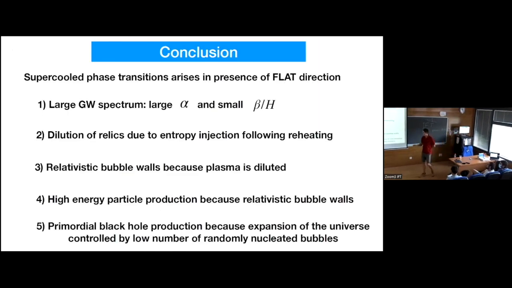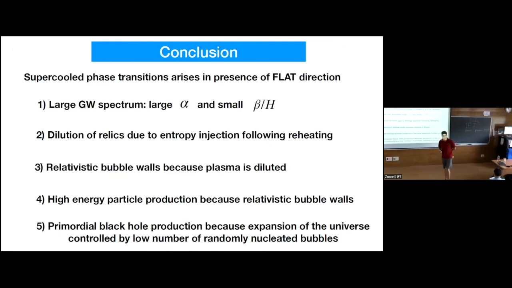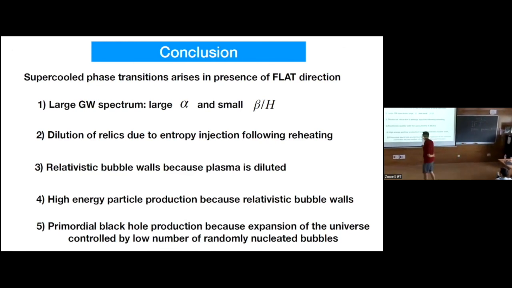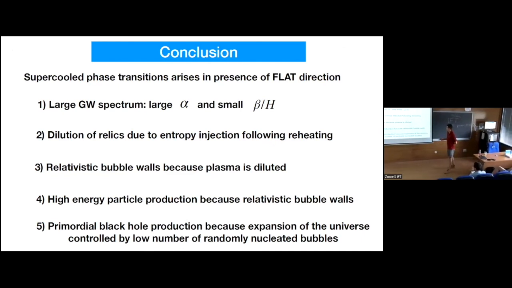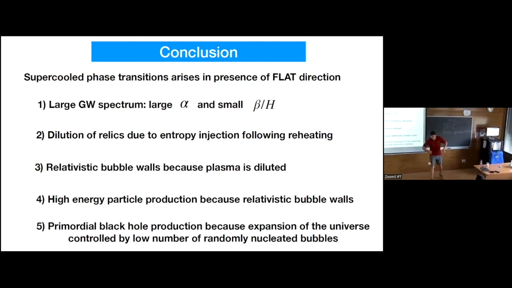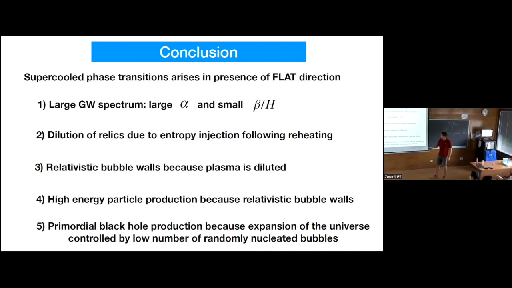And I conclude. I discussed 5 consequences of supercooled phase transition. First, large gravity waves due to the large alpha and small beta. Then dilution of relics due to entropy injection following reheating. Then bubble walls are highly relativistic because the plasma is diluted, so it cannot stop the wall. So you can reach a Lorentz factor of 10 to the 10. A macroscopic domain wall moving very fast in the early universe.